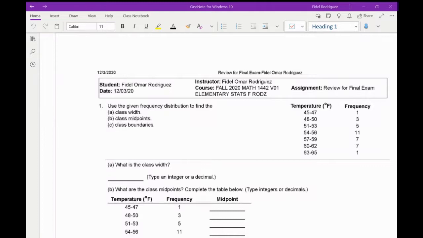So again, guys, remember in the announcement that I sent out through Blackboard, and then in our week 15 folder, the formula sheet is there. So I did pull that up for you guys so you can see that.